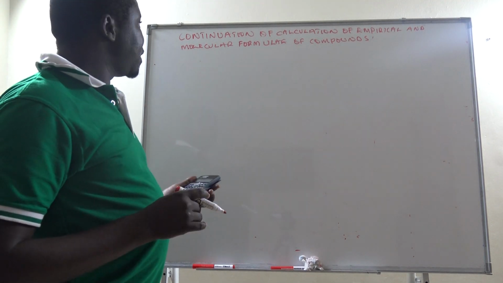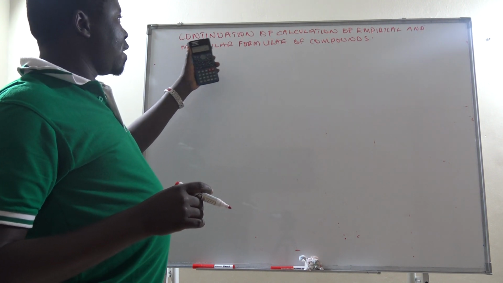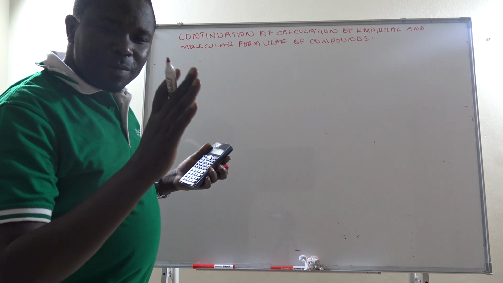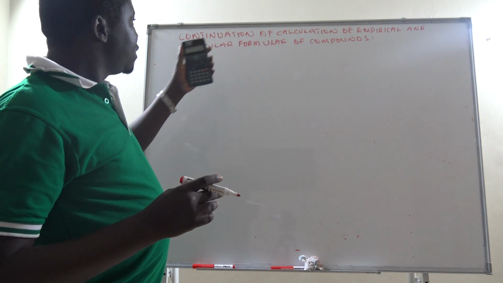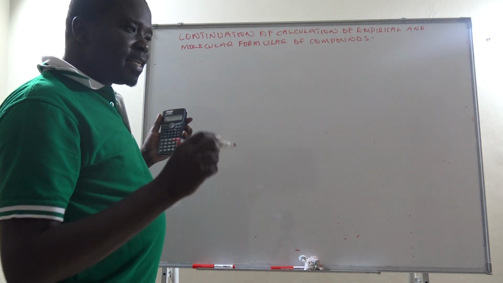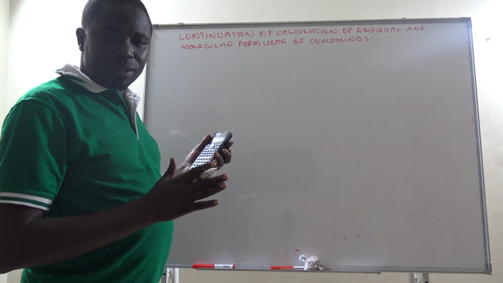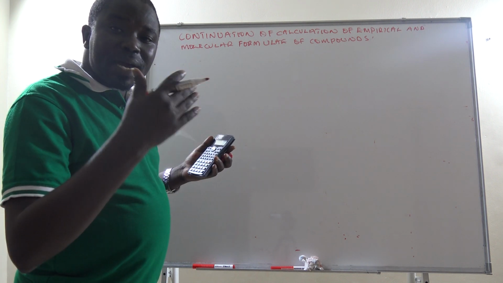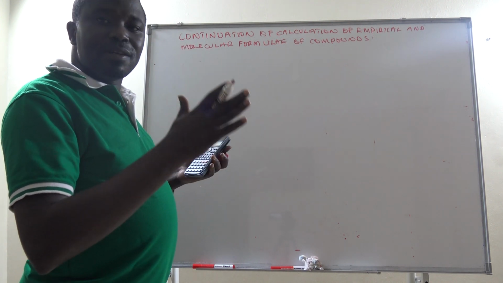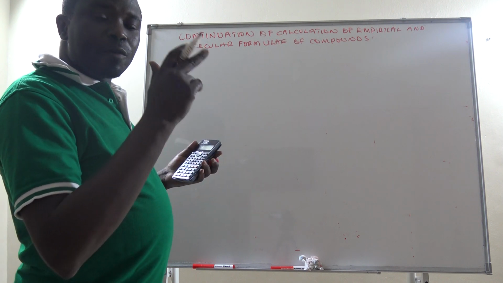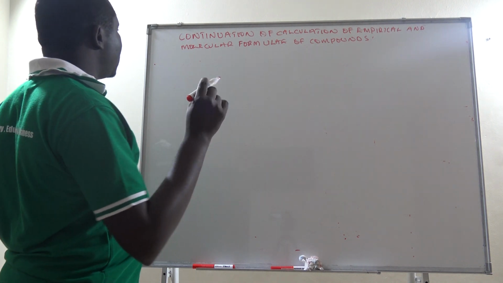We are continuing with having a look at the calculation of empirical and molecular formula of compounds. We are going to look at something which is a bit new but closely related to what we have been doing. In this case, you may not be given what we call percentage composition, but you may be given masses of the elements. So you should know how to deal with the masses of the elements when the percentage composition is not given. So let us look at this number as well.